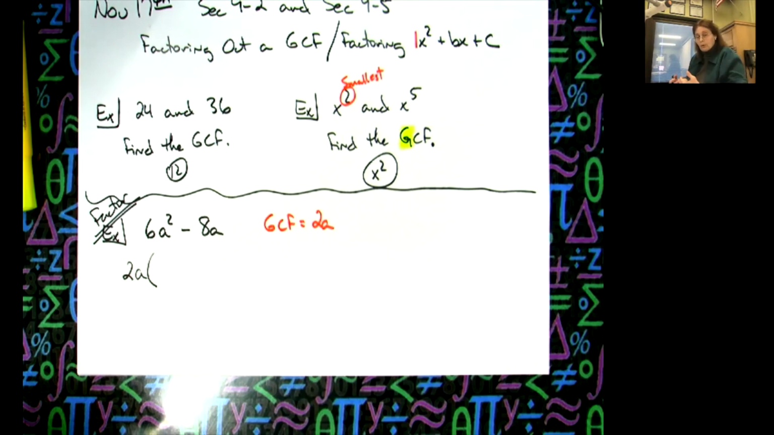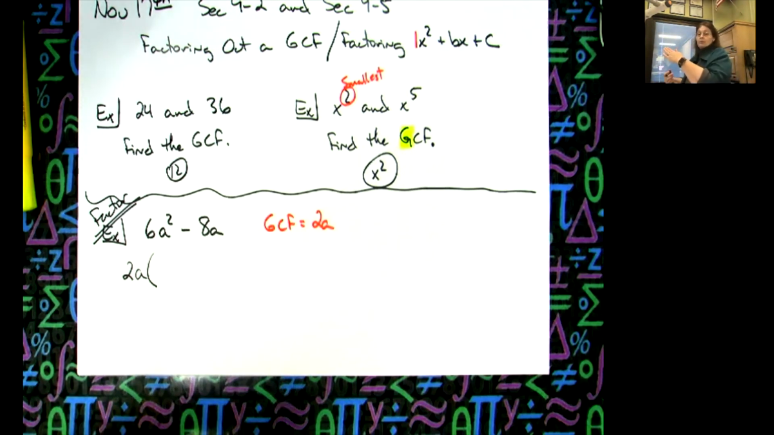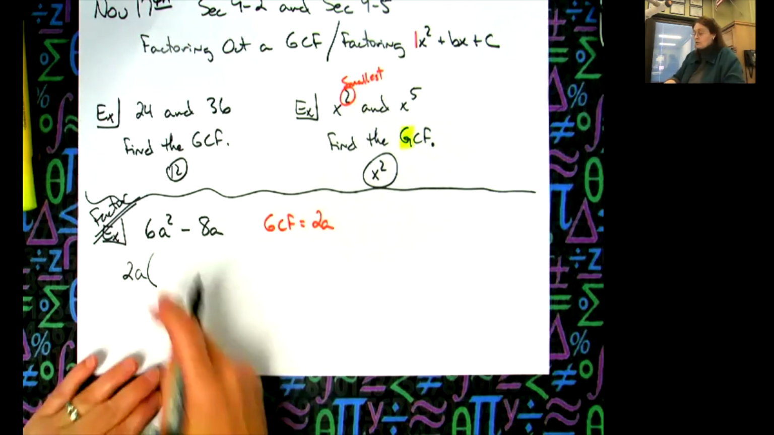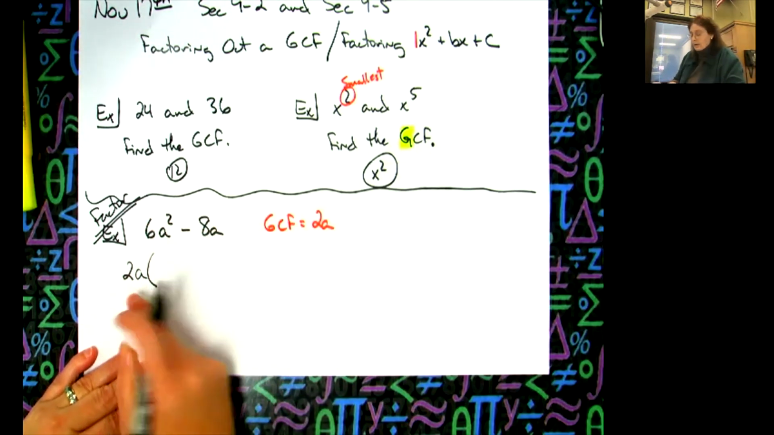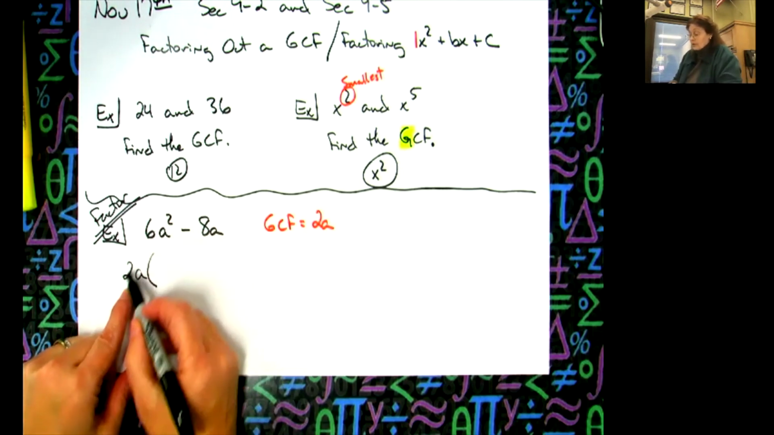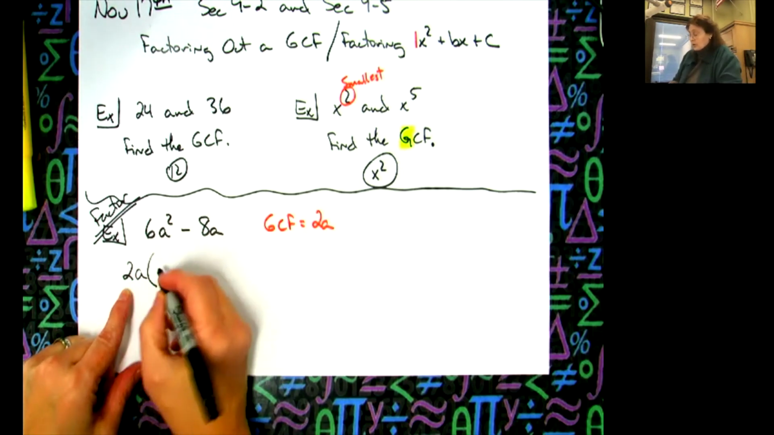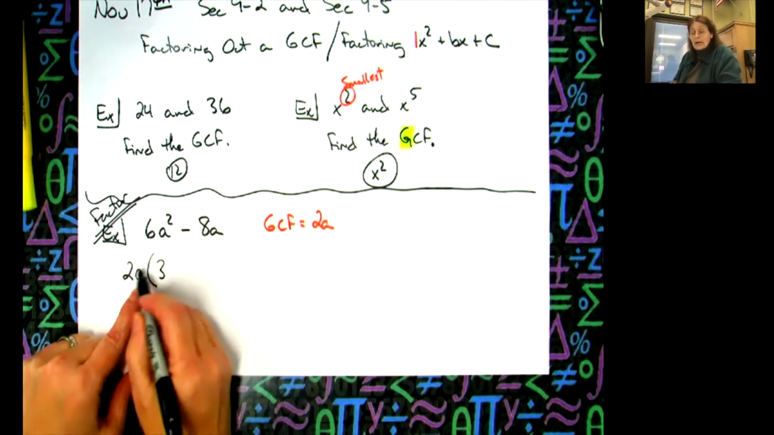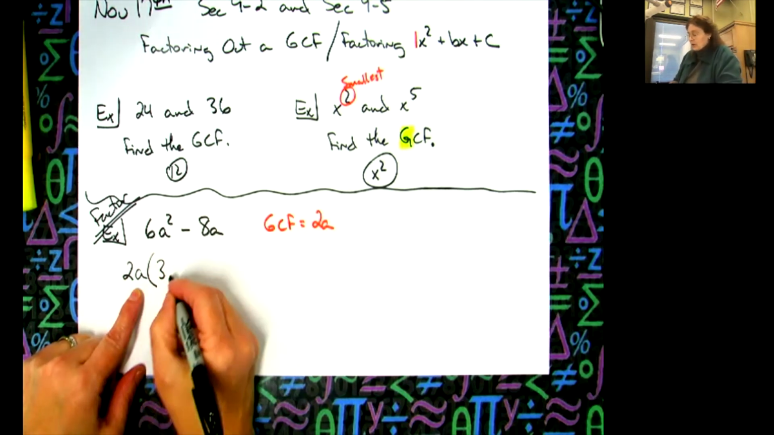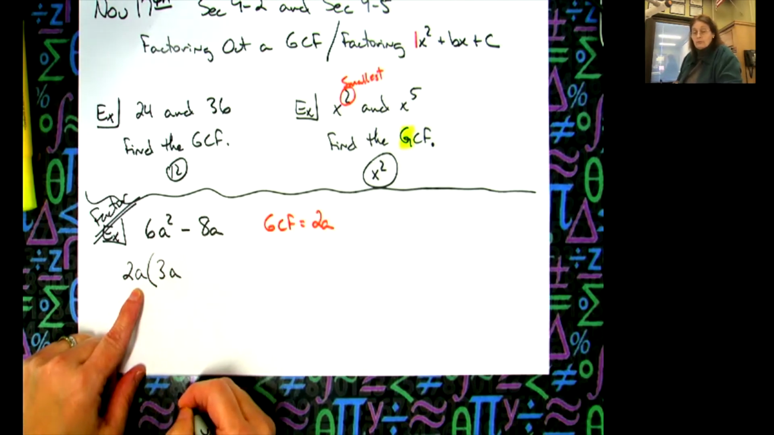If you stop and think about what we did yesterday, doing the distributive property, we were multiplying. So the opposite of multiplying is dividing. Out of each one of these terms, I'm going to divide out a 2a. On this first term, 6 divided by 2 gives me a 3. If I have 2 a's and I take one of them out, I have one left over. That minus sign is just going to come straight down.